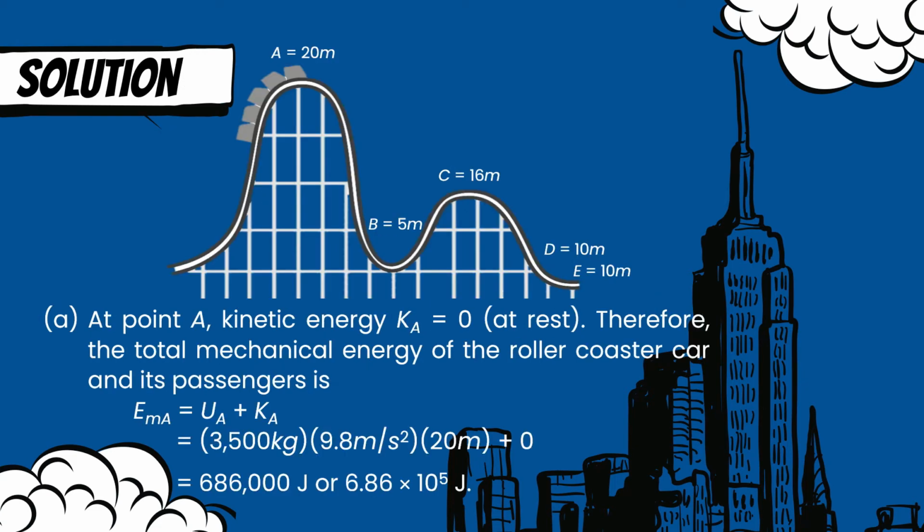To solve question A, at point A, kinetic energy K sub A is equal to 0, since it is at rest. Therefore, the total mechanical energy of the roller coaster car and its passenger at point A is equal to U sub A plus K sub A, which is equal to 3,500 kilograms times 9.8 meters per second squared times 20 meters plus 0, which is equal to 686,000 joules, or 6.86 times 10 raised to 5 joules.